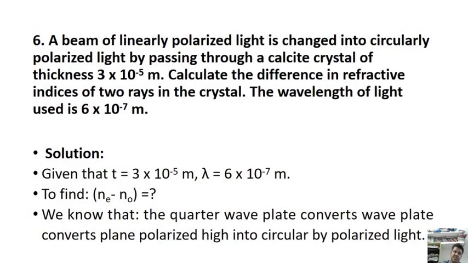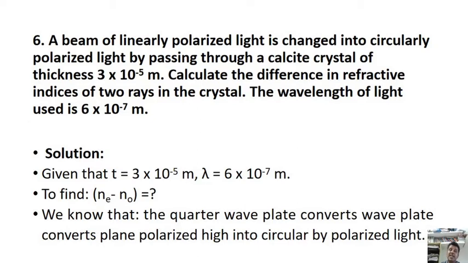Next is the sixth problem. A beam of linearly polarized light is changed into circularly polarized light by passing through a calcite crystal of thickness 3 into 10 to the power of minus 5 meter. Calculate the difference in refractive indices of two rays in the crystal. The wavelength is given. Once again I will read this problem.